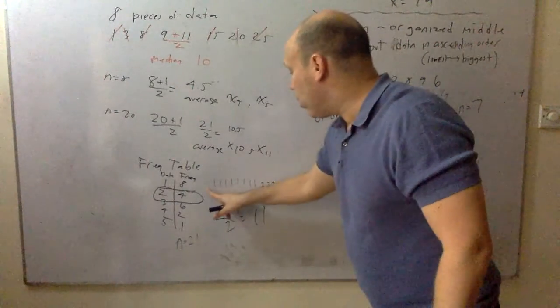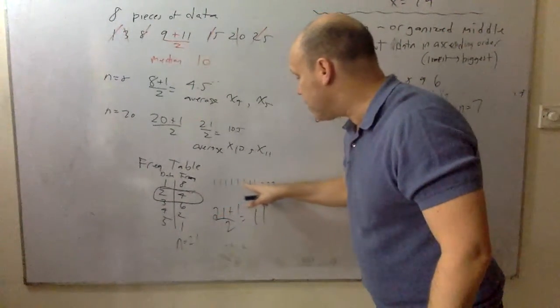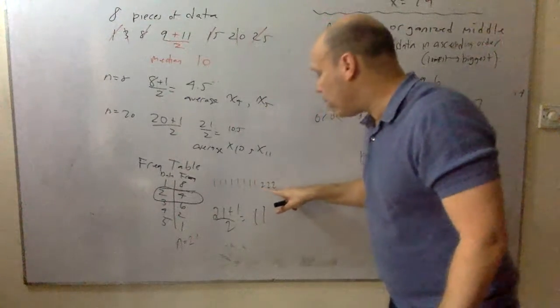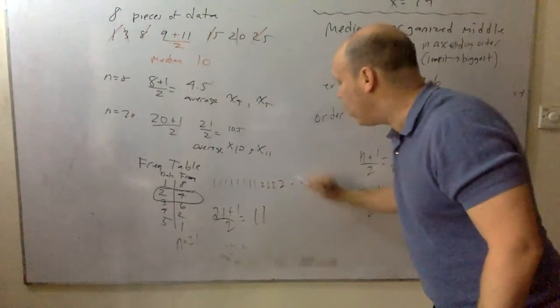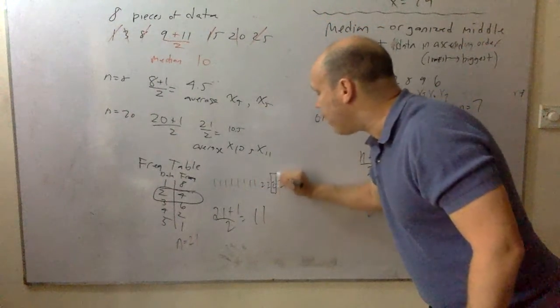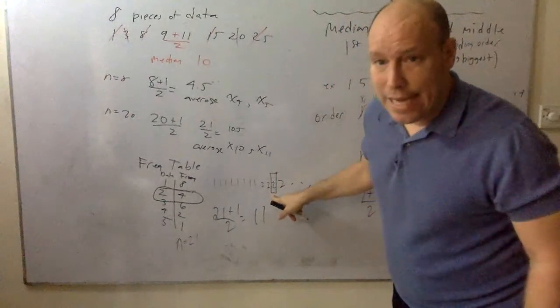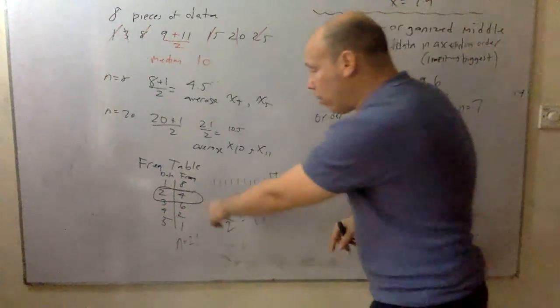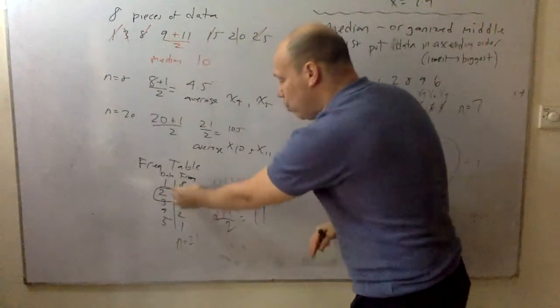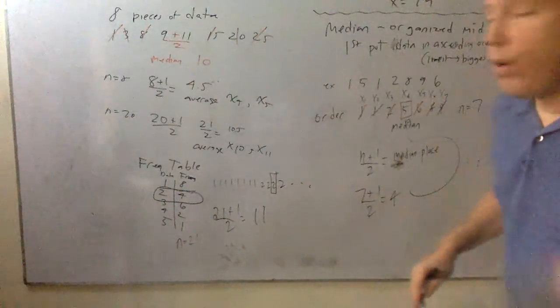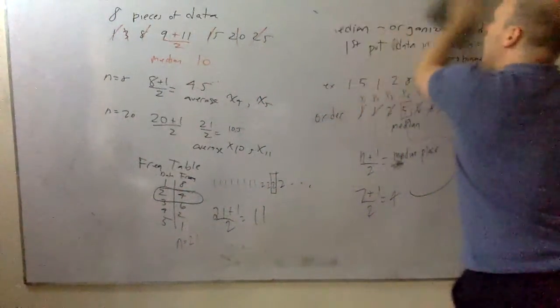If you're desperate, write it all out. 1, 2, 3, 4, 5, 6, 7, 8, 9, 10, 11, 12. You know what? That's the 11th point. That's my median. That's my middle. And you can kind of see that. 2 is the middle. The last thing is very quick.